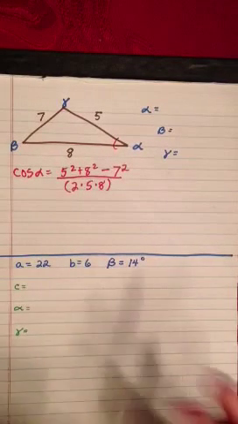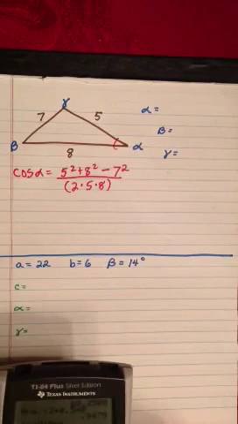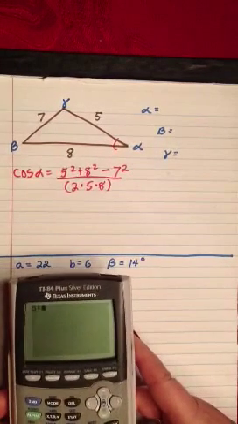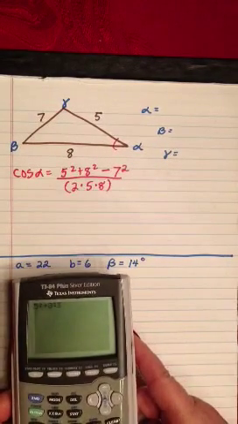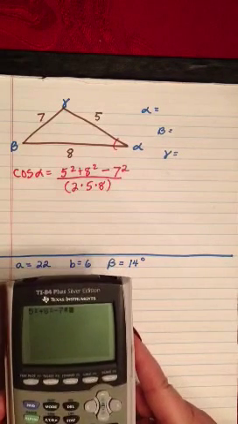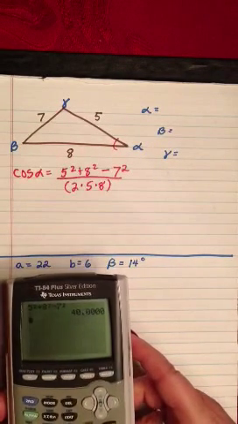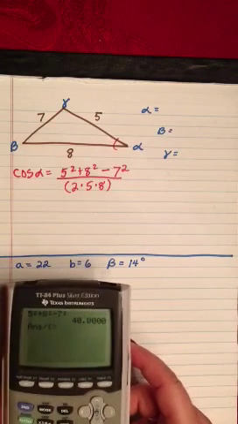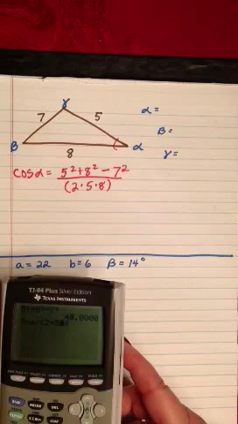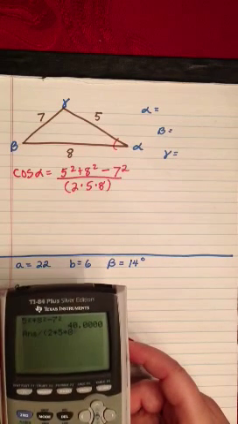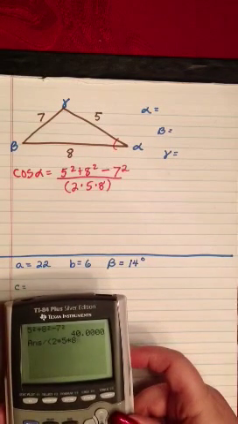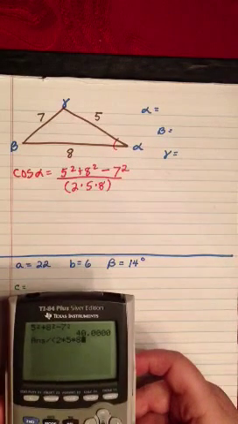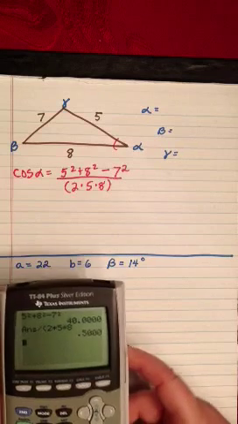Now, the trick is typing it in your calculator. Okay, you do the entire numerator first. So I go 5 squared plus 8 squared minus 7 squared, and then I hit enter. And then divided by, and then you put parentheses. You have to include the parentheses. 2 times 5 times 8. Now, of course, some of you could actually know that that was 80 and just think 80, but we can just type it in the way it is. And then I hit enter.